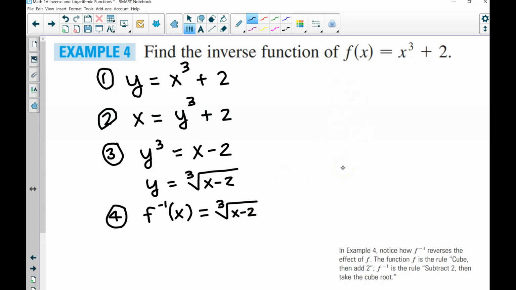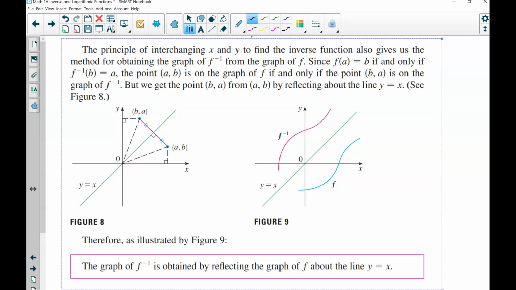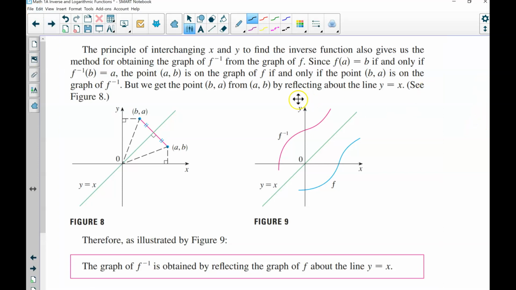Okay, now the principle of interchanging x and y to find the inverse also gives us a method for obtaining the graph of f inverse from the graph of f. Now, since f of a, meaning a is the input, equals b, if and only if f inverse of b is equal to a, then the point (a, b) is on the graph of f if and only if the point (b, a) is on the graph of the inverse. But we get the point (b, a) from (a, b) by reflecting about the line y equals x.